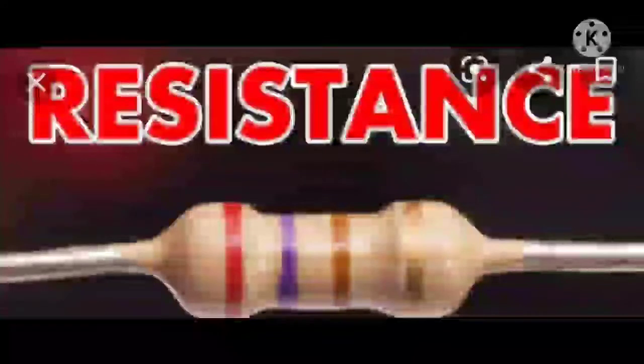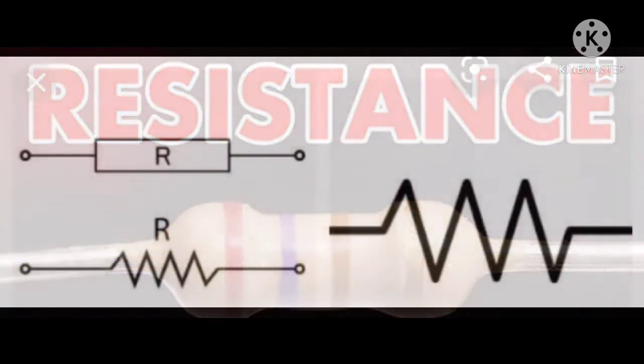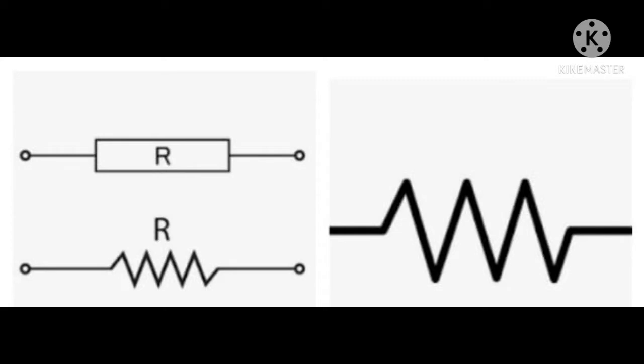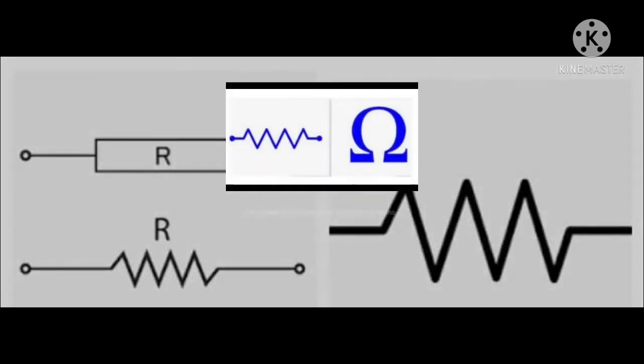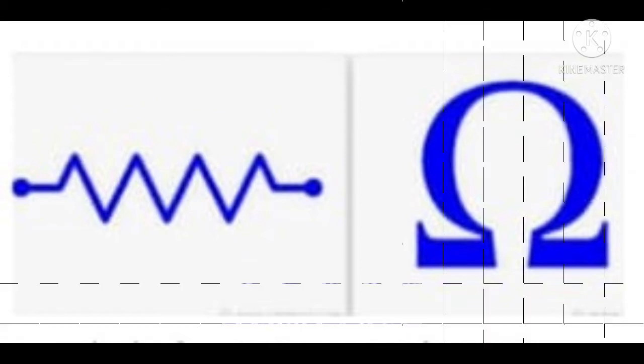Our first topic is resistance. What is resistance? The opposition that a substance offers to the free flow of electric current in a circuit is known as resistance. We can see the symbol of resistance on the screen. The standard unit of resistance is ohms. We can also see the symbol of ohms on the screen. This is done by an electronic component known as a resistor.